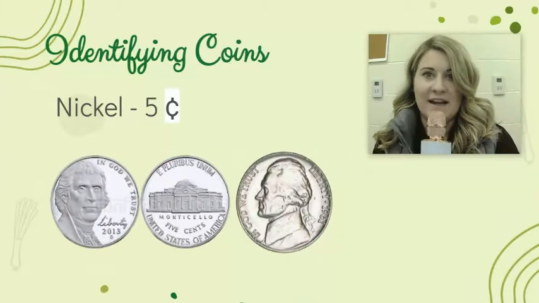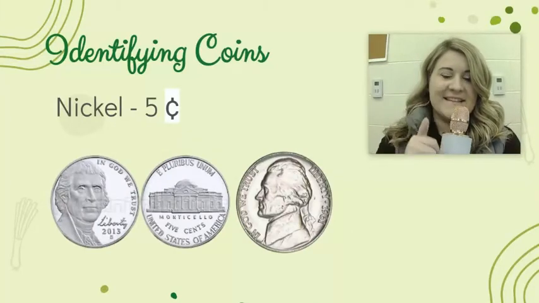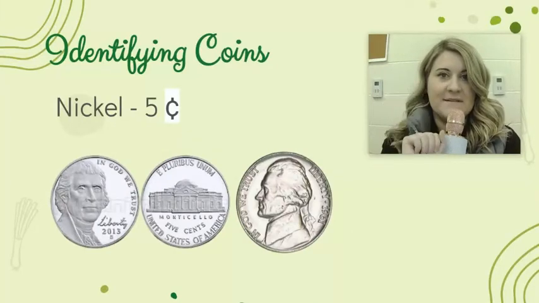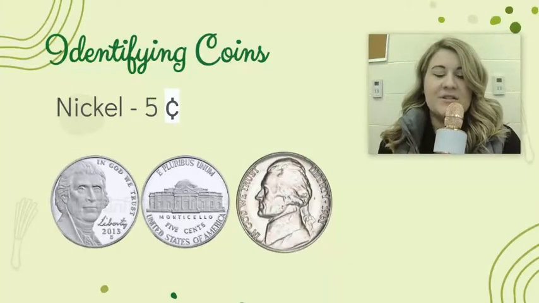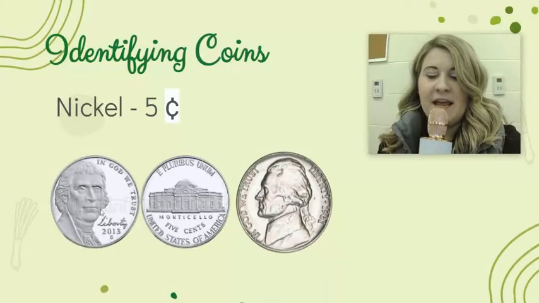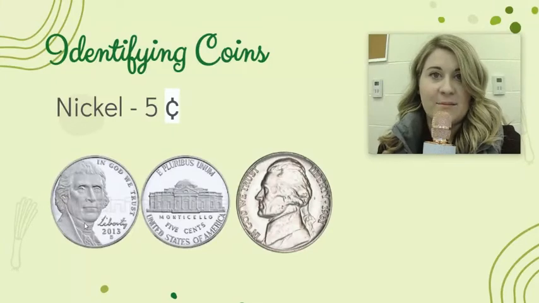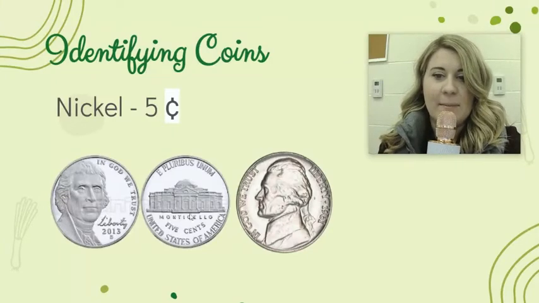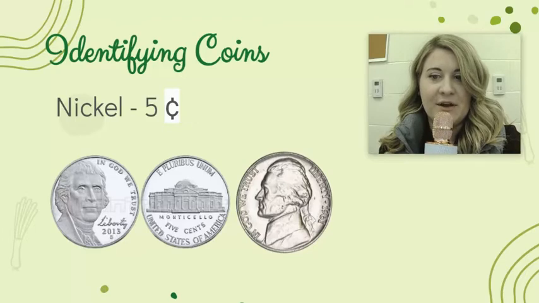Next, we have our nickel. Our nickel is worth 5 cents. It's like if you took 5 pennies and combined them together to get 1 nickel. So our nickel is a silver-looking color. It has our third president, Thomas Jefferson, on it. And on the back, it has his home, which is Monticello.